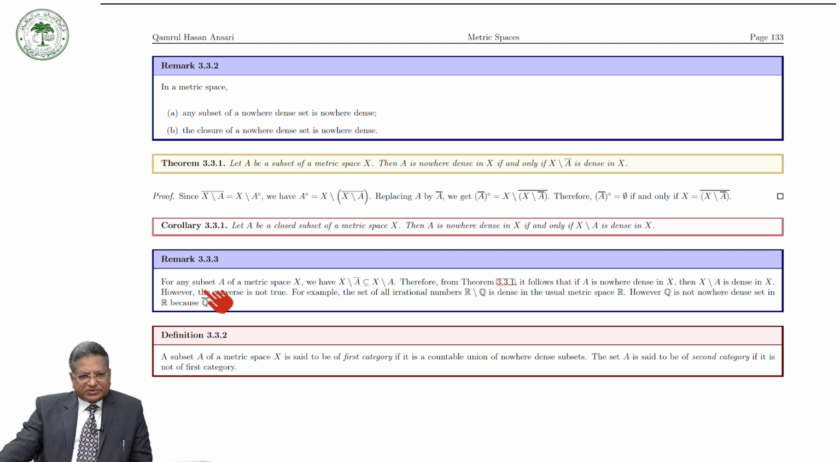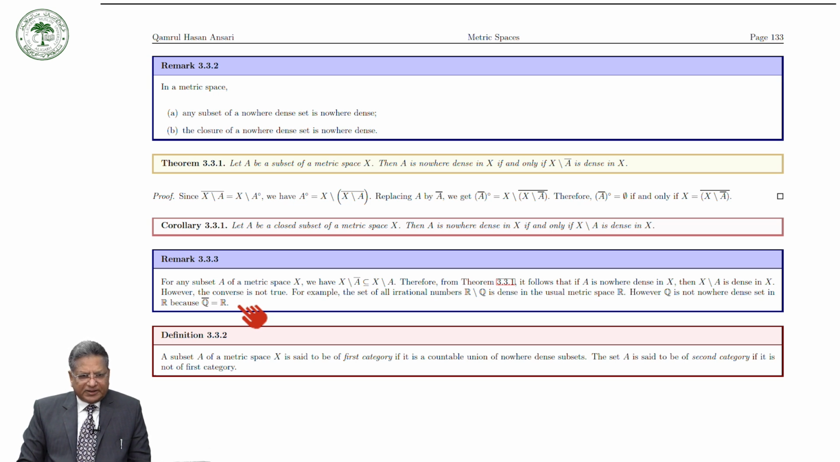Now, for any subset A of a metric space X, we have the complement of the closure of A is a subset of the closure of the complement of A, and therefore from this theorem it follows that if A is a nowhere dense set in X, then the complement of A is dense in X. However, the converse is not true. For example, the set of all irrational numbers, R minus Q, is dense in the usual metric space R. However, Q is not a nowhere dense set in R because the closure of Q is equal to R. Okay, this is all about the nowhere dense set.